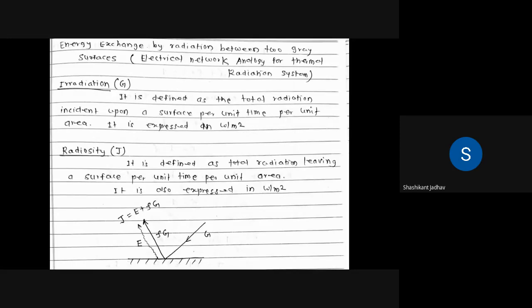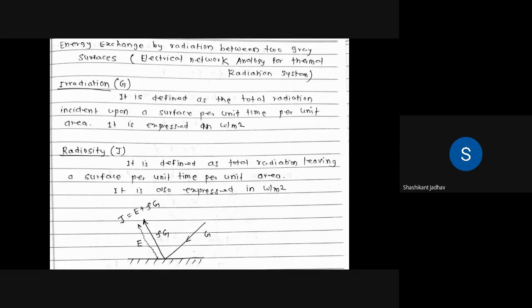Before starting this derivation, we have to understand the meaning of the different parameters. So write down the first parameter, that is irradiation. All of you write down irradiation, in bracket G. We have already discussed this. G is nothing but incident radiation. And what is another name for incident radiation? That is irradiation. It is denoted by capital G.